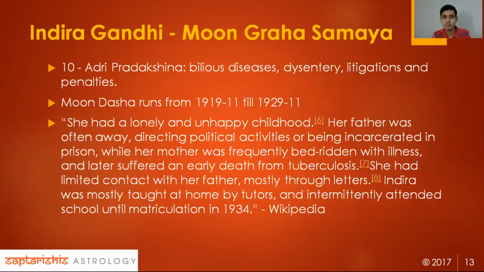So again, Moon Dasha ran for Indira Gandhi between November of 1919 and November of 1929. And then we know that she had a very lonely and unhappy childhood. Her father was often away, directing political activities and being incarcerated in prison, while her mother was frequently bedridden with illness, and later suffered early death from tuberculosis. She had limited contact with her father, mostly through letters. Indira was mostly taught at home by tutors and intermittently attended school until matriculation in 1934.